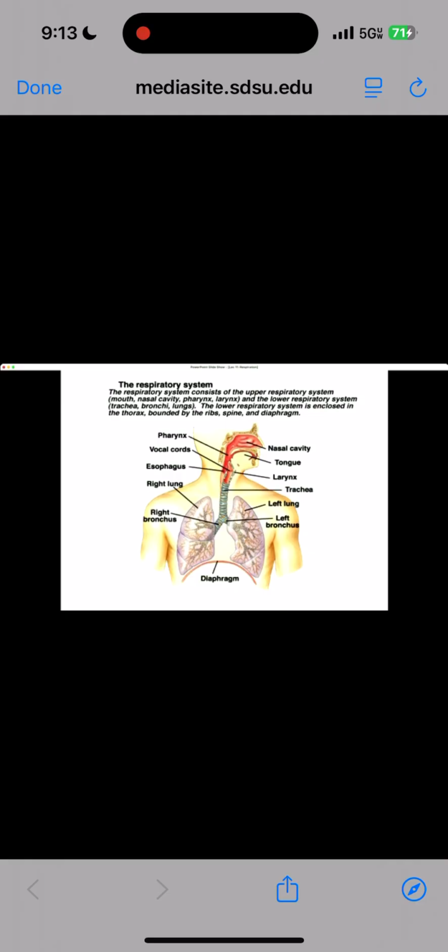One thing I want to point out is that this is a one-way system. Gases move into the lungs and then move out through the exact same passageways, okay? So it's not like our circulatory system where blood leaves the left side of the heart, comes back to the right side, and we pump it through the body.